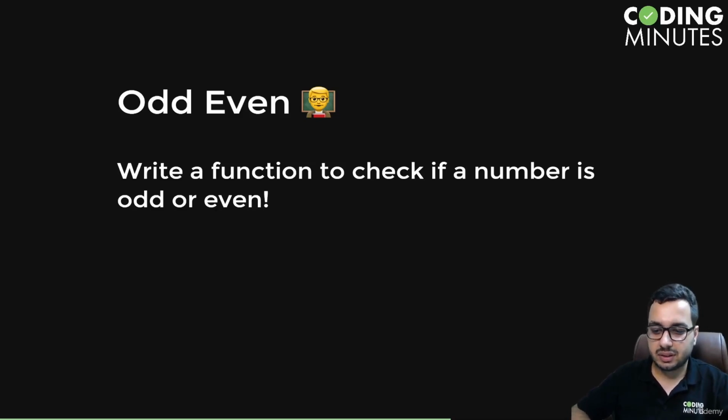Now we are going to look at a very small example of a bitwise operator. So we need to write a function to check whether a number is odd or even, okay. Not even a function, we can write a small expression to check whether a number is odd or even, okay. One thing you might know is we can simply do n modulus 2.